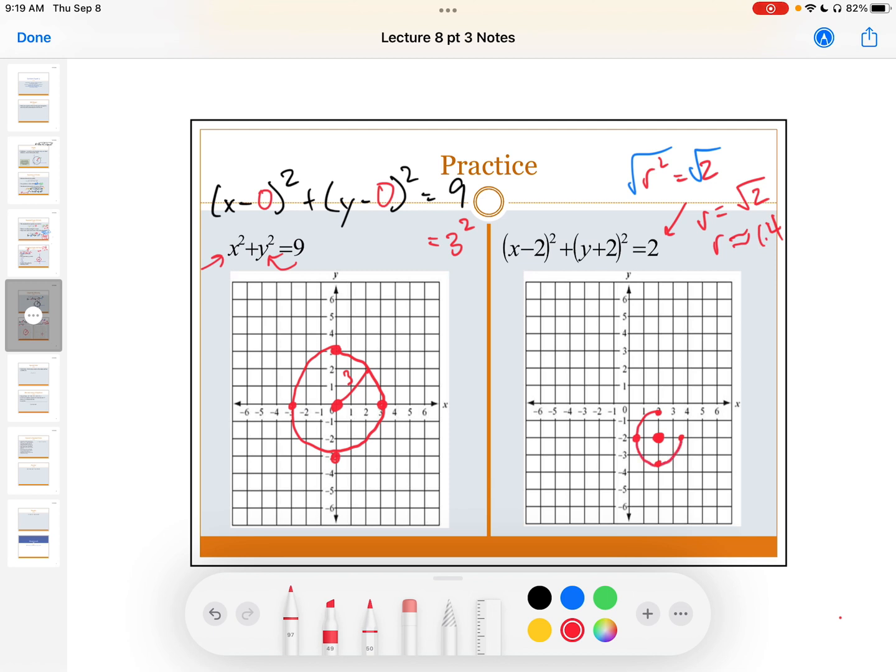I'm going to draw my circle. And then I definitely need to label this one because we just used an approximation. So you can either draw it there, or I might just draw an arrow and put that my radius is square root of 2, just because there's not a whole lot of space there. But that is how we go about graphing our circles.